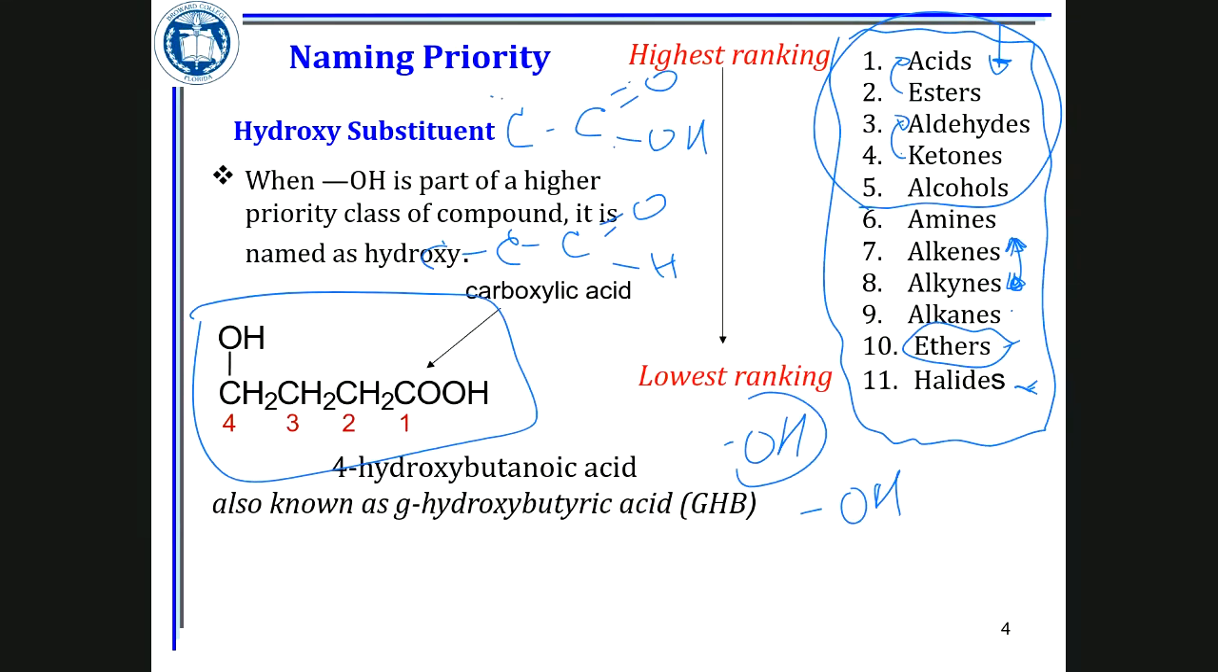Now, if OH faces higher priority groups like ketone, aldehyde, ester, or carboxylic acid, then you don't name the compound as alcohol. You name your compound as carboxylic acid in this case, or you name your compound as ester. So if OH is part of a higher priority class, then it's named as hydroxy. You would just name it as a branch, hydroxy, just like chloro or bromo. It's not hydroxide, because it's a molecular compound. So it's going to be named as hydroxy. If OH faces a higher priority group, these higher priorities have a higher oxidation number. The carbon has a much higher oxidation number.